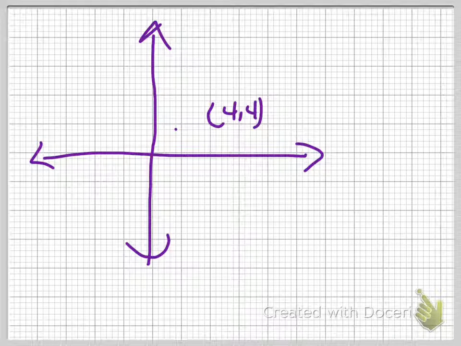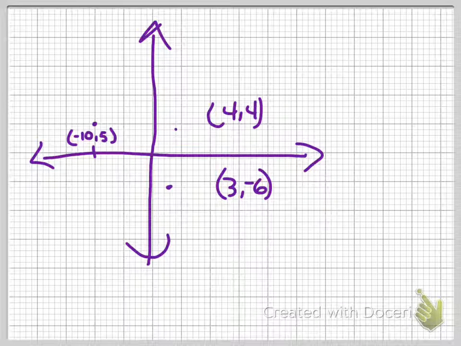Okay. What about if we did that one? 0, -1, -2, -3, -4, -5, -6, and 1, 2, 3. Okay. So (-6, 3). Good job. I almost thought you were going to do it backwards. And so what if we did this dot right there? 0, 1, 2, 3, 4, 5, 6, 7, 8, 9, 10. -10. Okay. And 5. So (-10, 5). Good job.